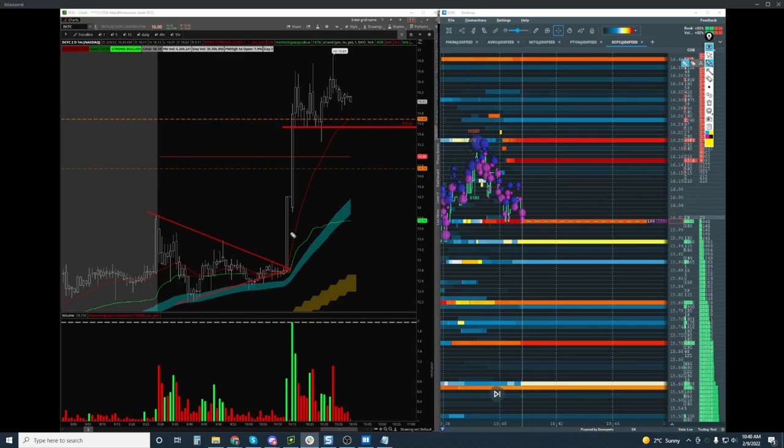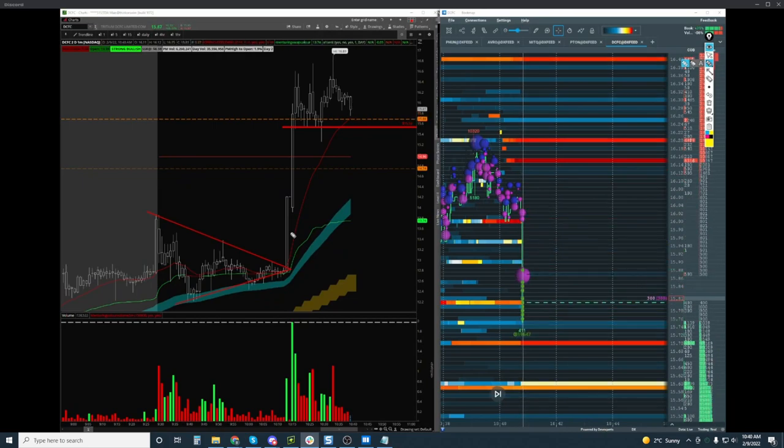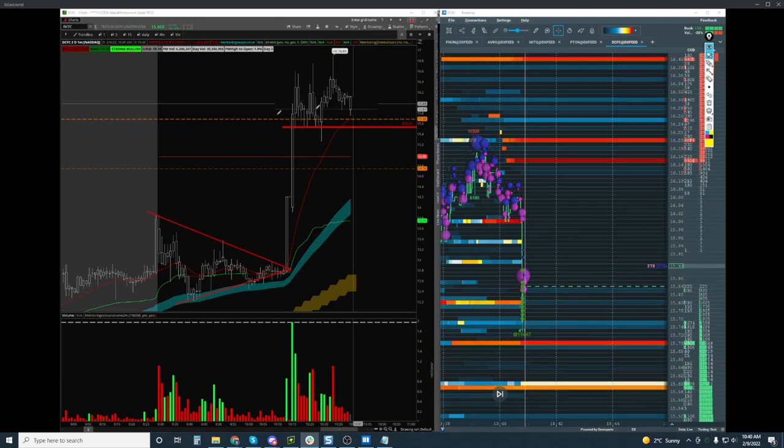Anybody traded DCFC long today? I really don't suggest you trade a short. I didn't trade this short at all, only longs.